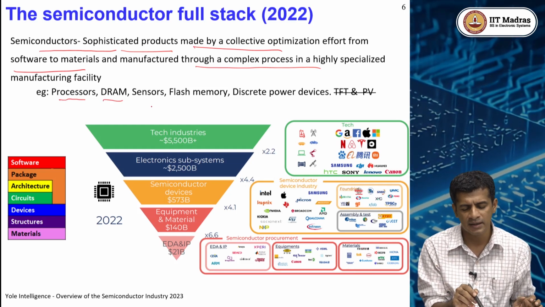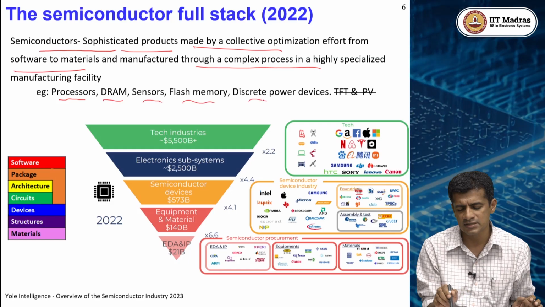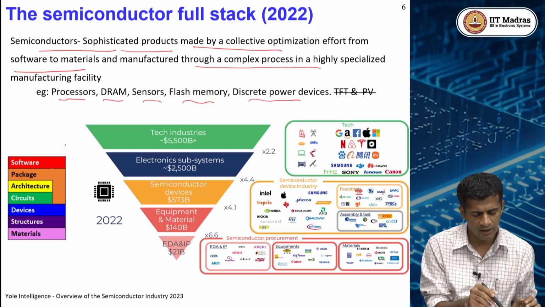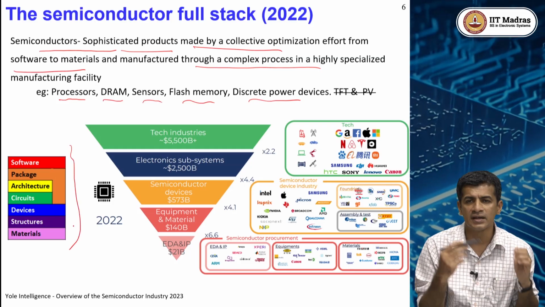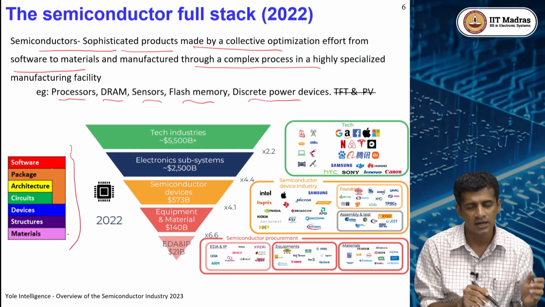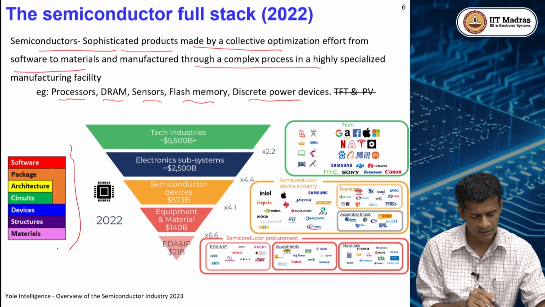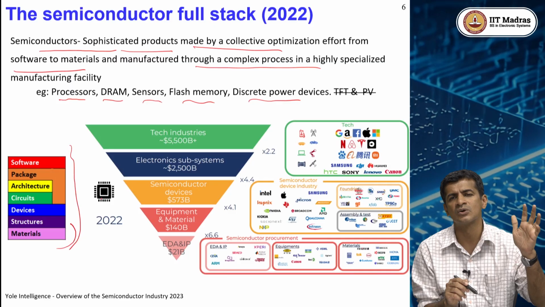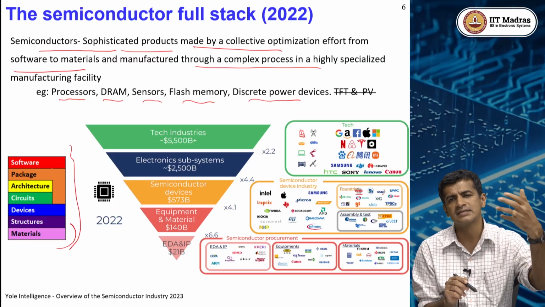DRAM, memory, the sensors, flash memory, discrete power devices, etc. So, this is what I call the end-to-end optimization. Any semiconductor product starts with materials. Using materials we make structures. This is very similar to what is done in civil engineering.